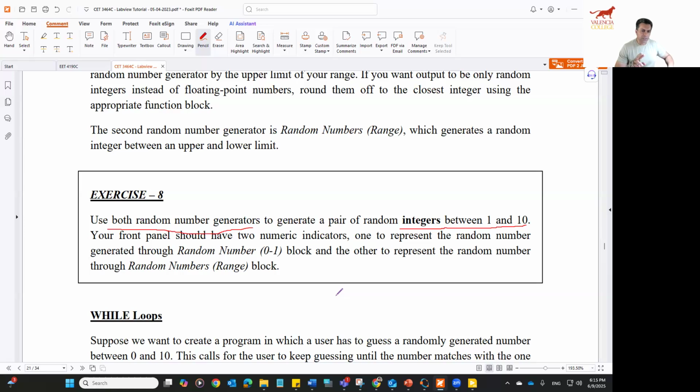So you're going to have basically two numeric indicators. The top numeric indicator is going to be showing you numbers generated from the random number 0 to 1 block, converted into integers between 1 and 10. And the bottom numeric indicator is going to be showing you numbers generated through the range block, again, between 1 and 10. So a simple program. I already showed you how to do that. Shouldn't be any problem.